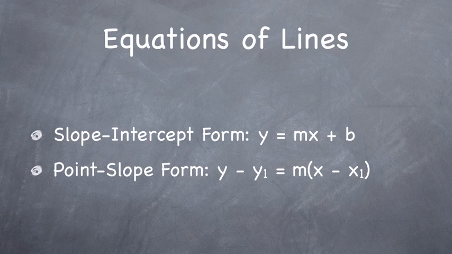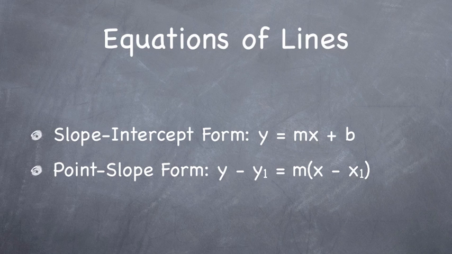Now, generally, we prefer to have our final answer, if we're asked to describe a line, in slope-intercept form: y equals mx plus b. I don't know, it just kind of rolls off the tongue a little bit better than the point-slope form: y minus y1 equals m times x minus x1. Now, even though we will frequently have our answer in slope-intercept form, the form in which we will normally start the problem is going to be the point-slope form.